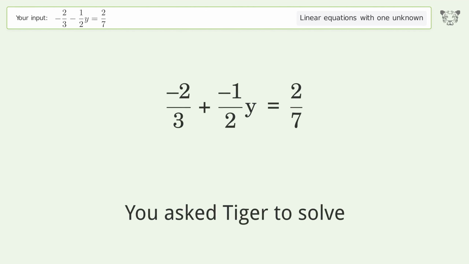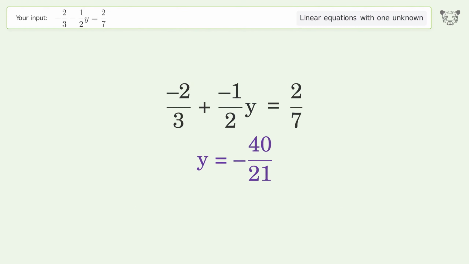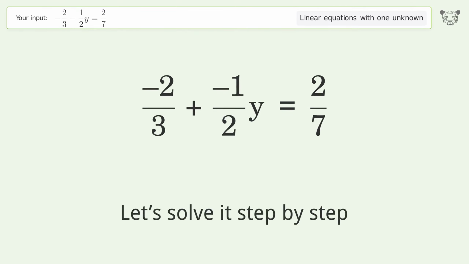You ask Tiger to solve. This deals with linear equations with one unknown. The final result is y equals -40/21. Let's solve it step by step.